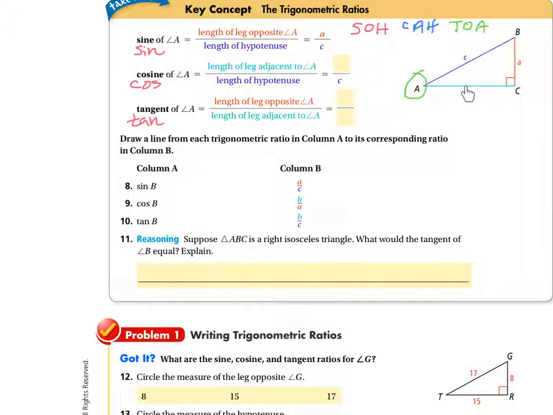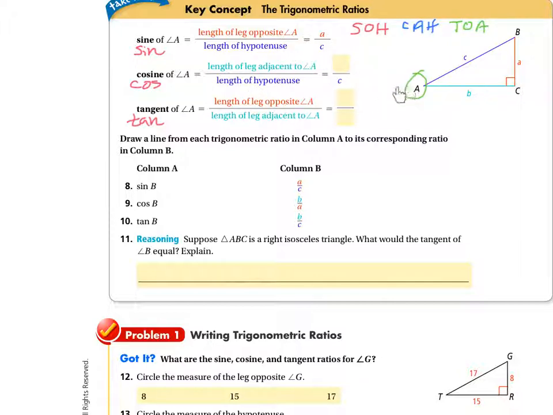Go directly opposite. What's the leg opposite angle B? Side B. What's the hypotenuse? That hasn't changed. All right, so depending upon your angle of reference depends on what the ratio for sine, cosine, or tangent is. And then cosine represents leg adjacent over the hypotenuse.